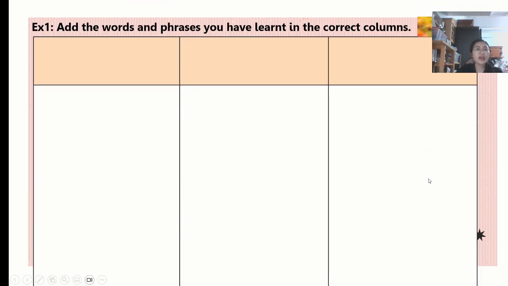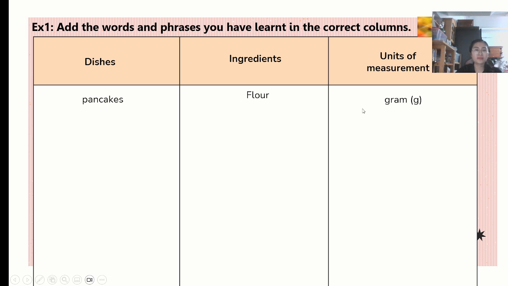Exercise 1. Add the words or phrases you have learned in the correct columns. The first column, dishes. The second column, ingredients. And the last one, units of measurement. I will give you an example. Pancakes. To make pancakes, we need ingredients like flour. And the unit of measurement is gram.